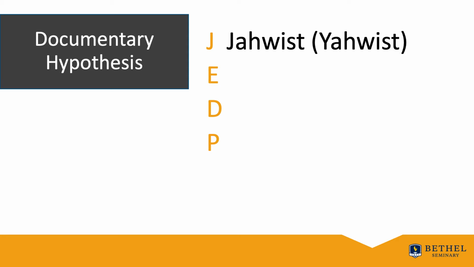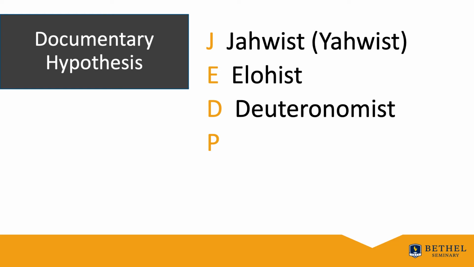The documentary hypothesis holds that the Pentateuch is a compilation of 4 originally independent documents, which are J, E, D, and P. J represents the Yahwist source. E stands for the Elohist source. D is the Deuteronomist source, while P is the priestly source.